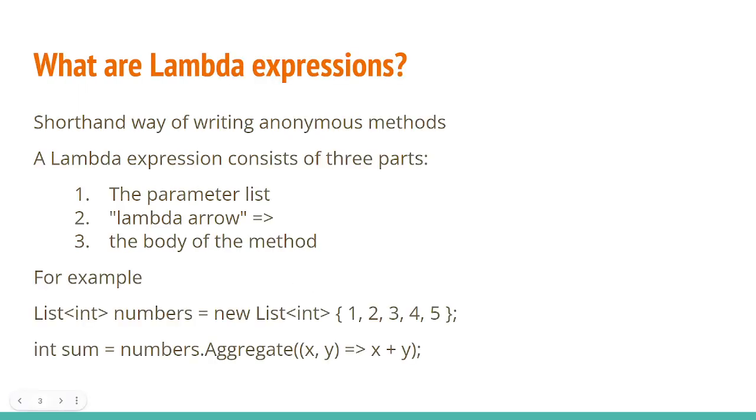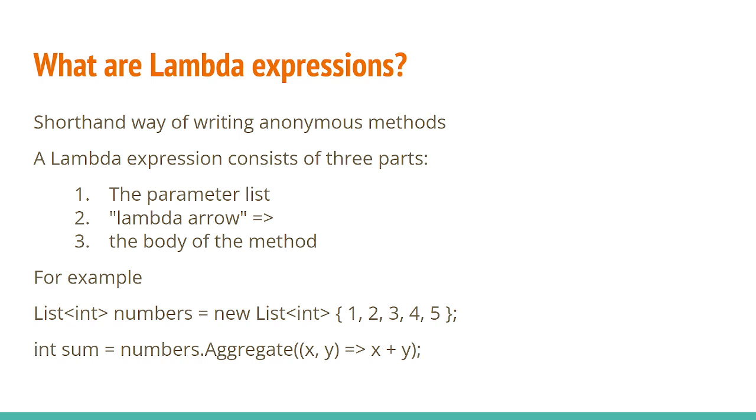So, what are Lambda expressions? Lambda expressions are a shorthand way of writing anonymous methods. Just like anonymous methods, Lambda expressions allow you to define a block of code without giving it a name. However, Lambda expressions have a more concise syntax than the anonymous method, making them easier to read and write.